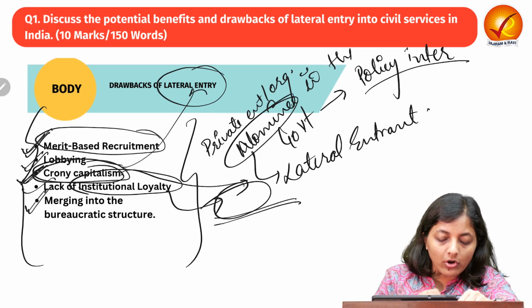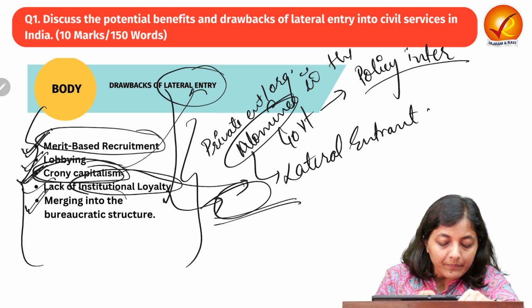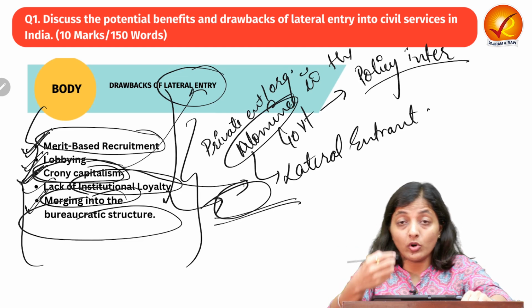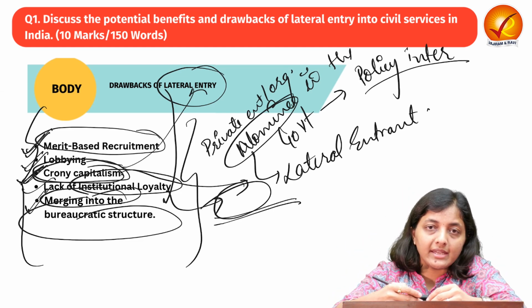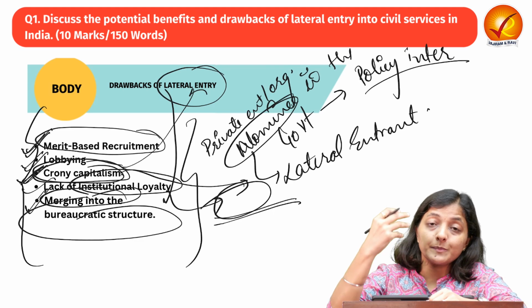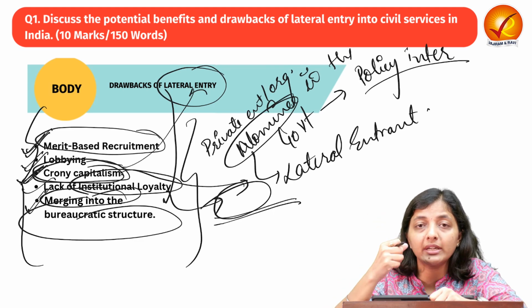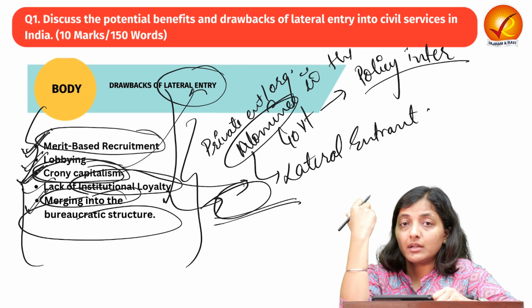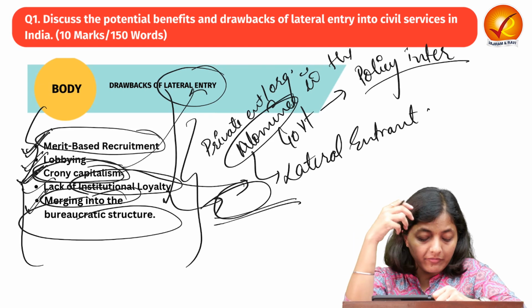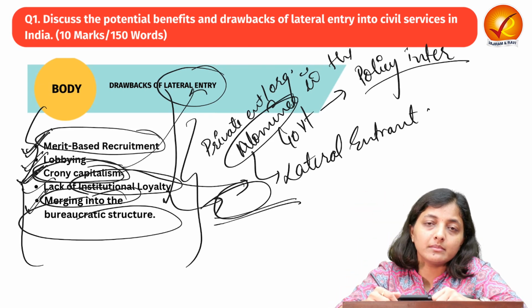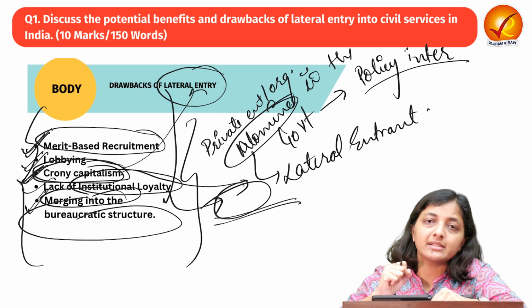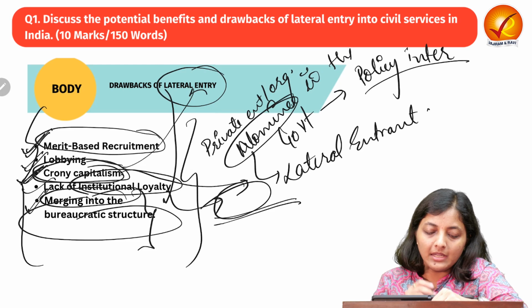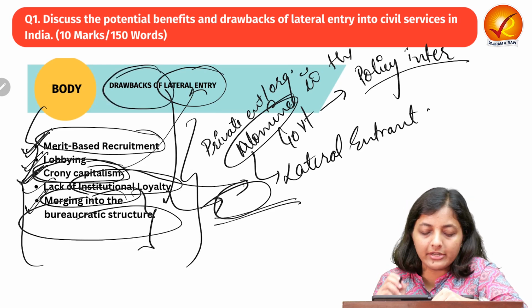The next drawback or the fear is that they will also merge into the bureaucratic structure. Because we are saying that these people will come with a specialized skill set, knowledge, new innovative techniques, new experience, wisdom, but what will happen when they only merge with the red tapeism, with the bureaucratic structure and lethargy? So this is also one of the fears. So these are the drawbacks of lateral entry.